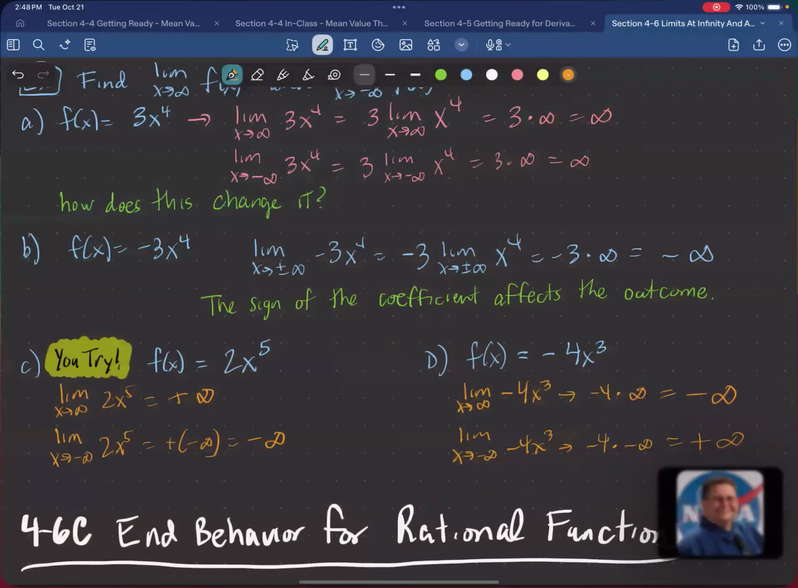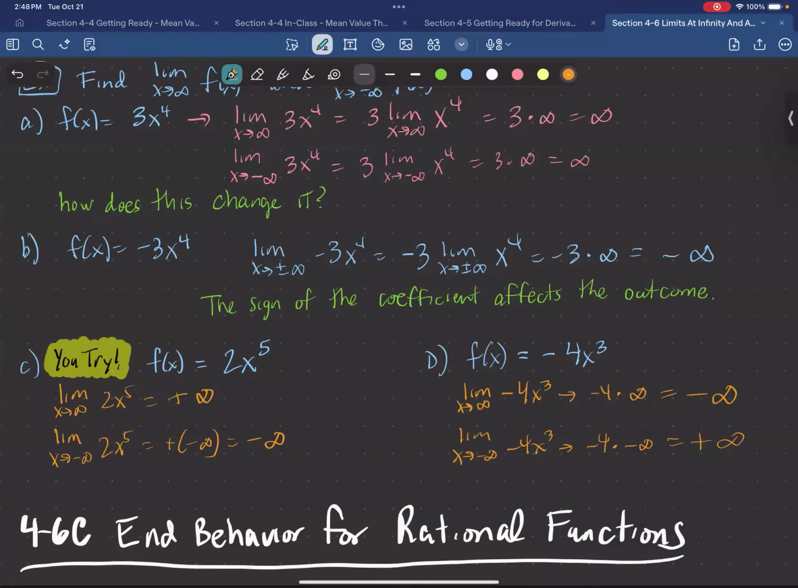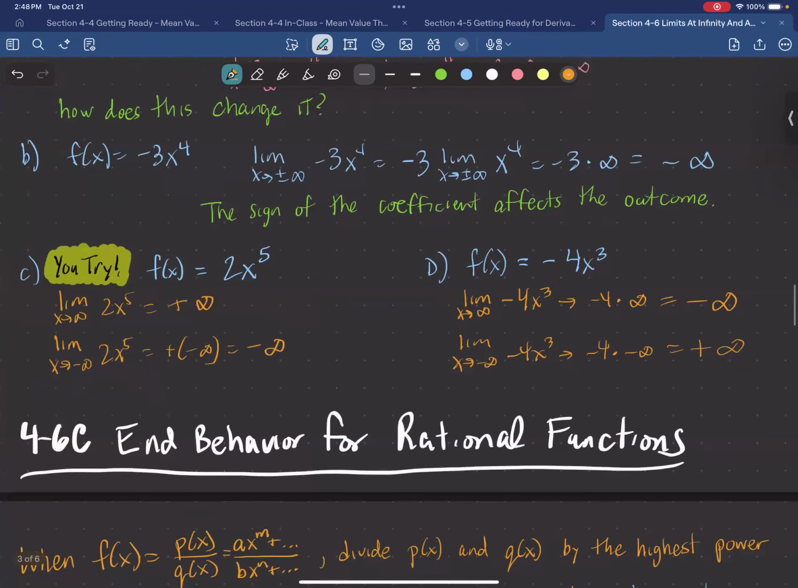All right, let's get on it. Let's do our end behavior for rational functions. f of x is going to be some p of x over q of x. We're going to treat it as a polynomial for now. It's definitely what we want to do.